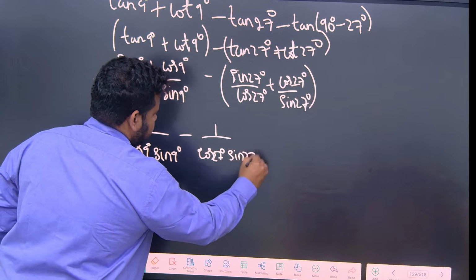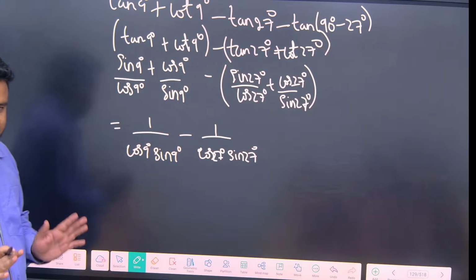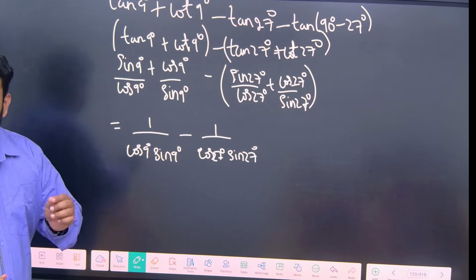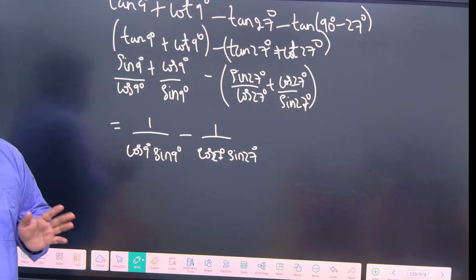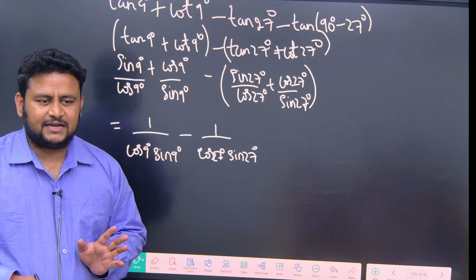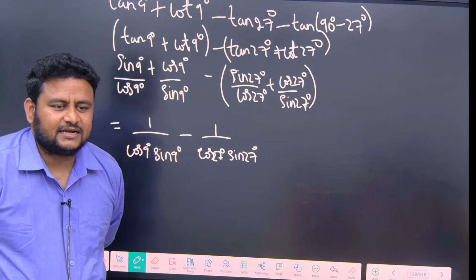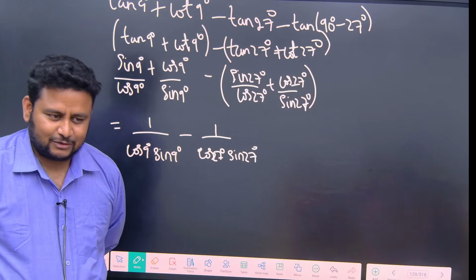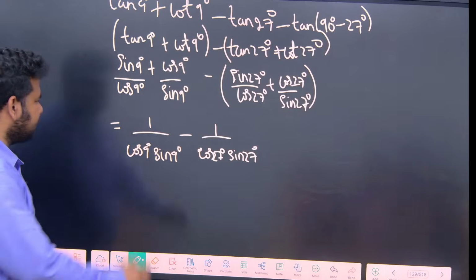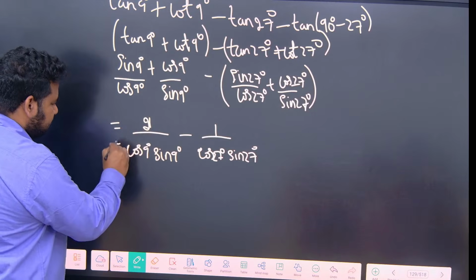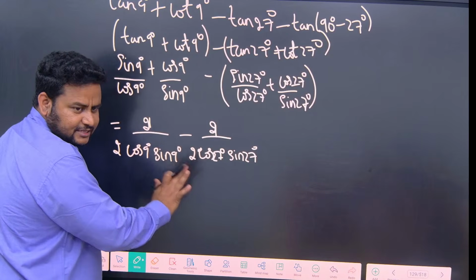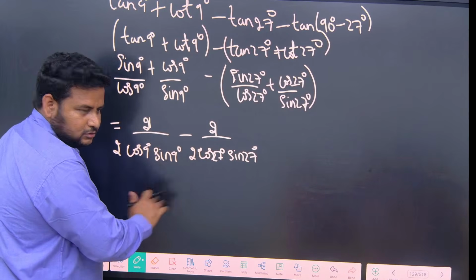Correct? So whenever you get 1 by sin and cos, 1 by cos and sin, that time divide and multiply by 2. Whenever you get sin and cos together, divide and multiply by 2. Why? You will get in terms of 2 sin A cos A, and 2 sin A cos A is sin 2A. Now what I can do? Multiply this by 2, divide this by 2, multiply this by 2, divide this by 2. Any harm here? Nothing. Did I violate any rule? No.